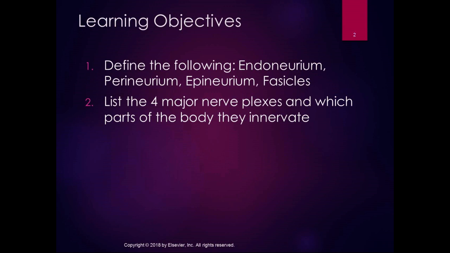So our learning objectives for this part of the PowerPoint, there are 2 PowerPoints for chapter 17. The learning objectives are you should be able to define endoneurium, perineurium, epineurium, and fascicles. Pretty easy. And I want you to be able to list the 4 major nerve plexuses and which part of the body they innervate. If I gave you a body part like the foot, you would be able to tell me which nerve plexus innervates the foot. Okay?